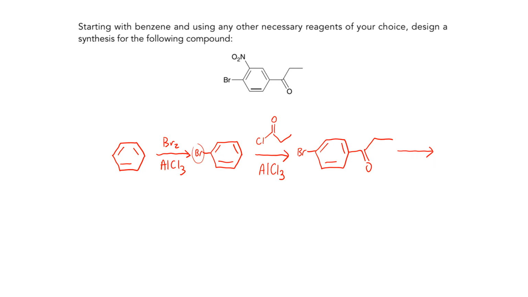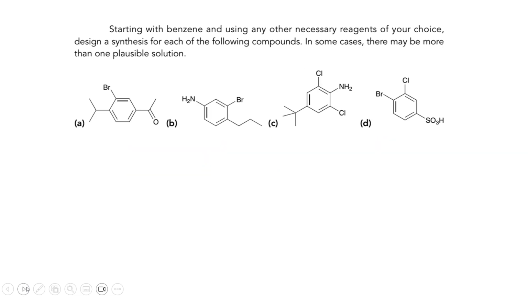And now, last but not least, you do HNO3, H2SO4 to get your final product. Because you know it's going to add at the ortho position of the Br. Okay? So hopefully that makes sense. You just have to practice this, right? I just did one practice problem, but here are some more practice problems, okay?